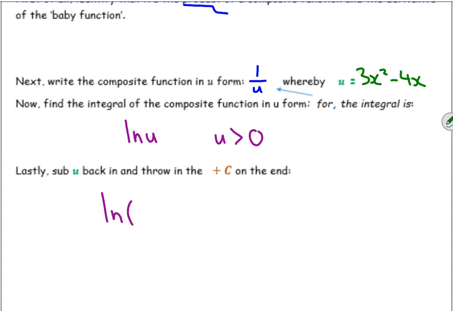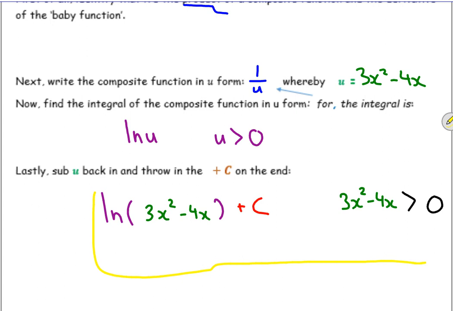They're pretty consistent. 3x squared minus 4x. Is this the end? Don't forget the plus c. And because it is a bit of a complicated u, but not a nice linear equation to solve, you'll find that they're okay if you just write this on the side. Well, the textbook they were, anyway, when I looked at the samples. 3x squared minus 4x is greater than 0.